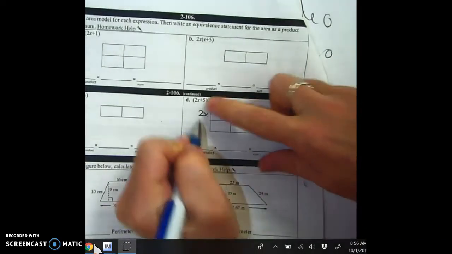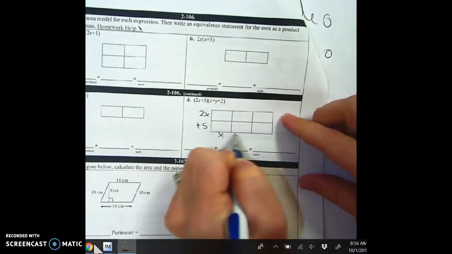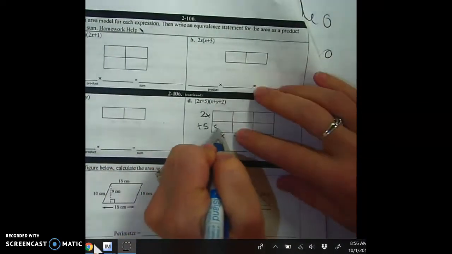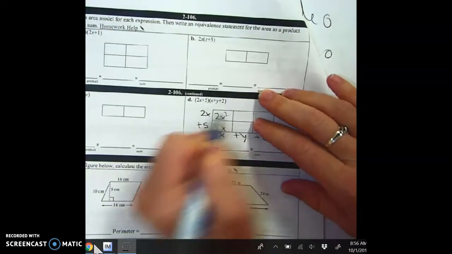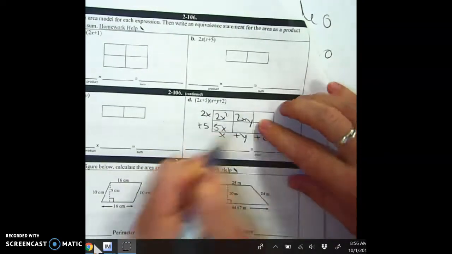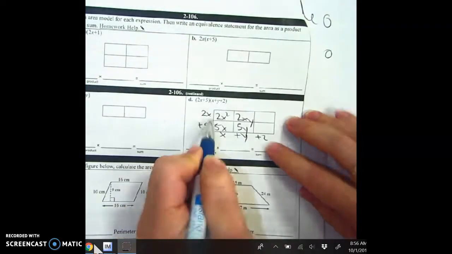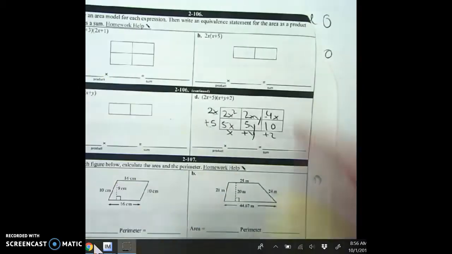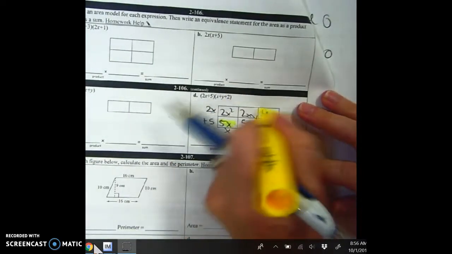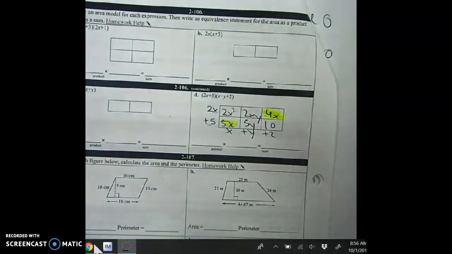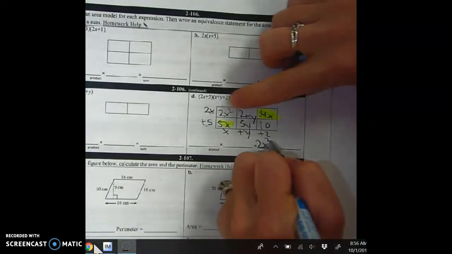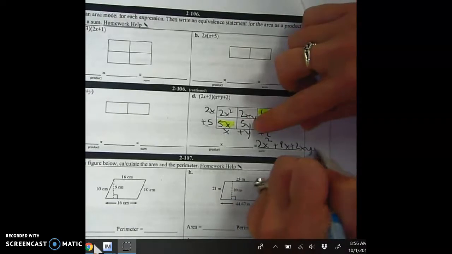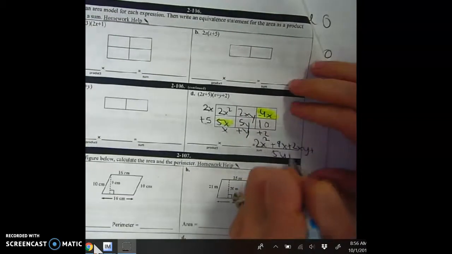So that would be 2x plus 5, x plus y plus 2. I could have put it up here. It doesn't really matter where I put it. 5x, multiply, 2x squared, multiply, 2xy, multiply, 5y, multiply, 4x, multiply, 10. See if anything's the same. So these both have an x, so they're the same. Nothing else is the same. So I don't care as much about the order. 2x squared plus 9x plus 2xy plus 5y plus 10.